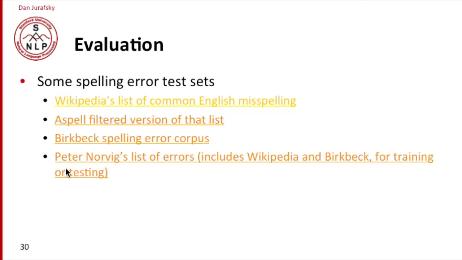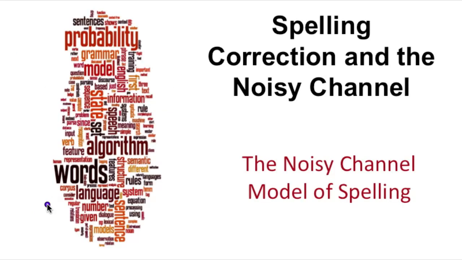And I've shown you here on the slide some various other possible lists that you can go look at on your own. So from these lists of misspellings, you would generate a training set to train your channel model, a development set to test out your model, and then a final test set to see how well your model works. So that's the noisy channel model of spelling applied to non-real words.